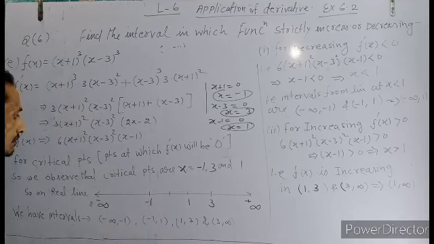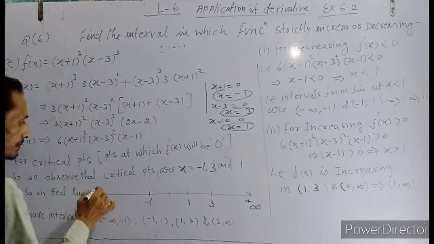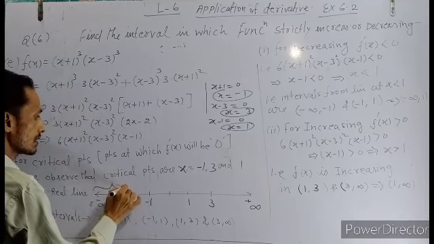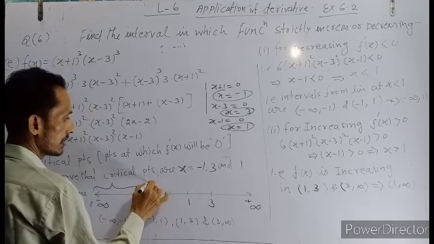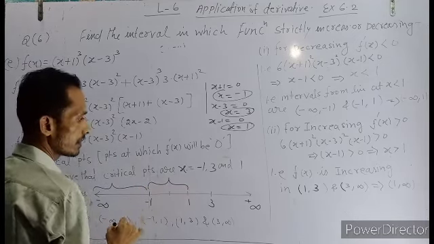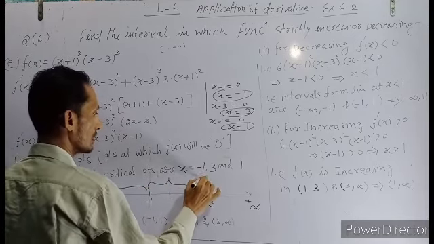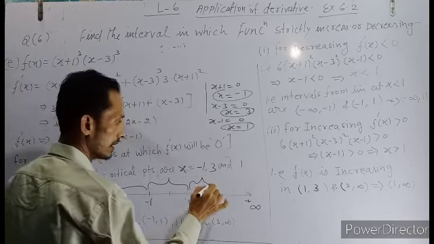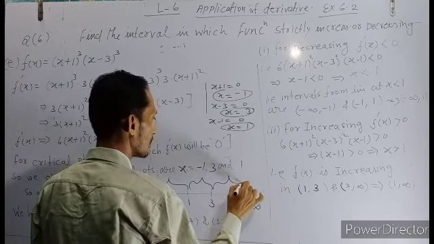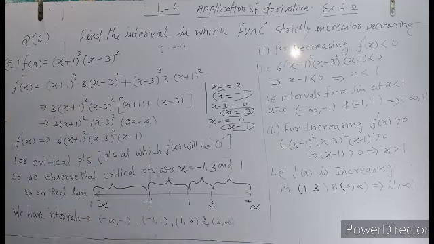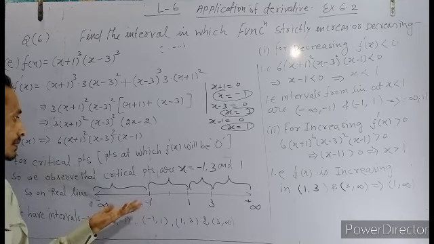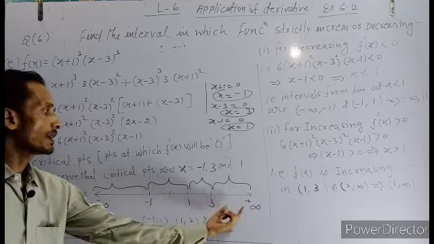Now you can find the intervals. How many intervals can you find? That is the first interval, the second interval, the third interval, and the fourth interval. So these points divide the real number line into 4 disjoint parts: first part, second part, third part, fourth part.